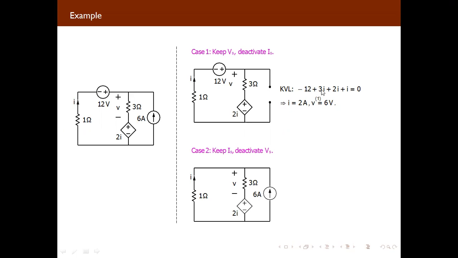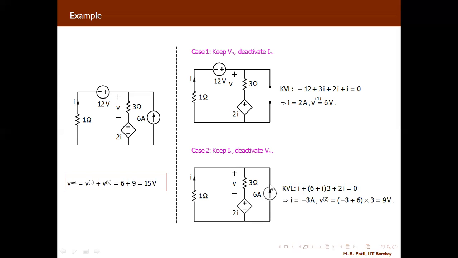Because if you see, 3I plus 2I plus I will be 6I. So minus 12 equal to minus 6I. So you will get I equal to 12 by 6, that will be 2 ampere. And now when we are considering the value of IS as active, if we are considering this 6 ampere as active and making this 12 volt deactive, your equation will become like this.